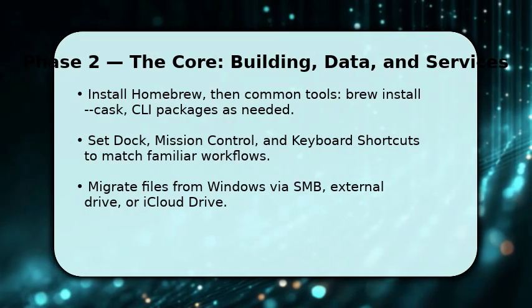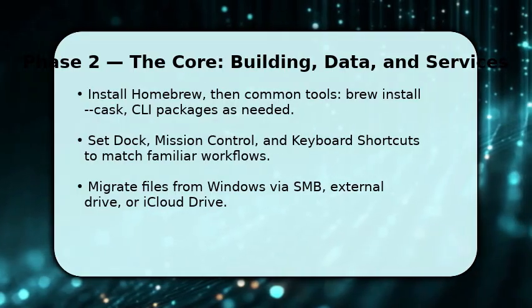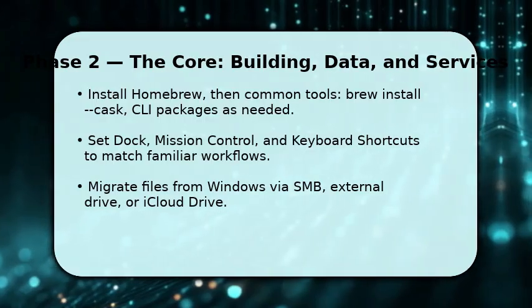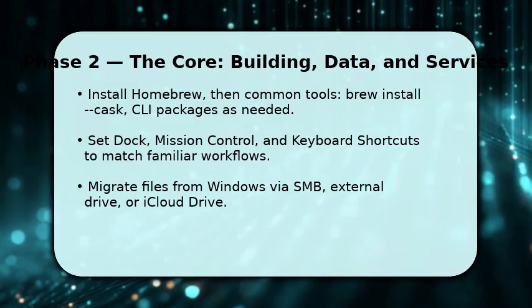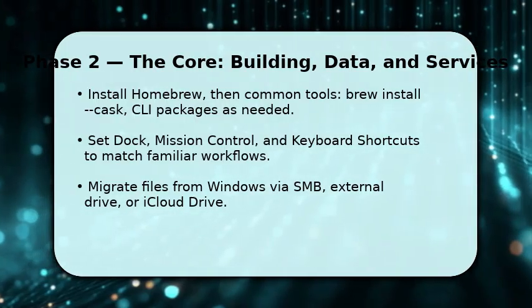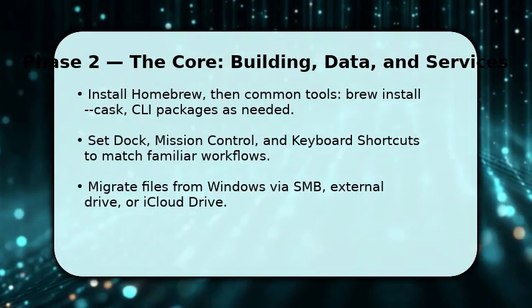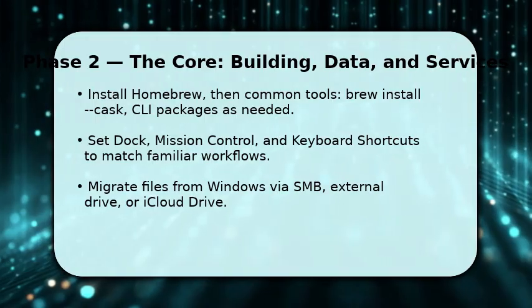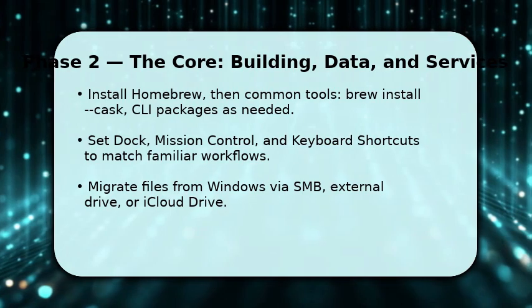Once done with the basics, shift to the tools and habits that matter most. Install Homebrew to manage apps quickly. Use brew install --cask for GUI apps and brew for CLI tools. Then customize the Dock and Mission Control. Pin apps you use, adjust hot corners, and replicate key Windows shortcuts under keyboard shortcuts so muscle memory helps. Finally, move your documents. Connect via SMB, copy from an external drive, or use iCloud Drive. This makes the new system feel like home.